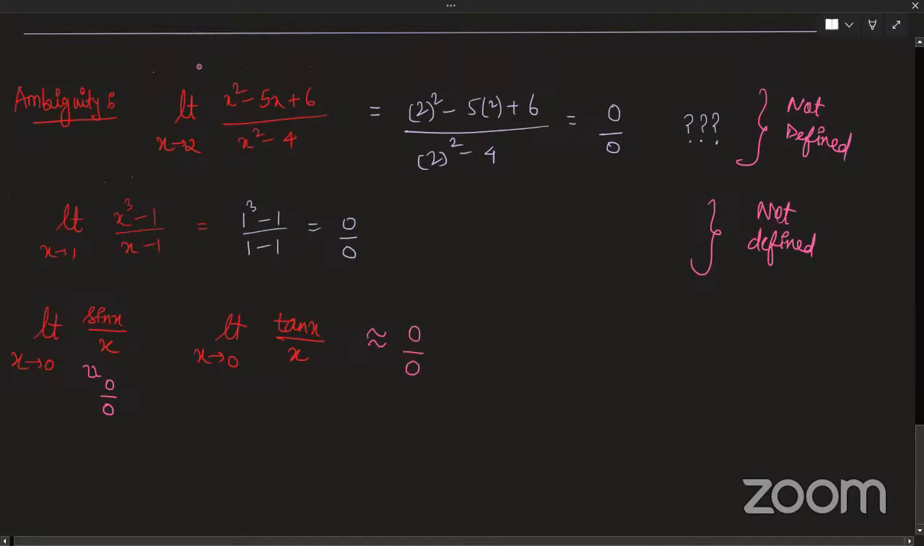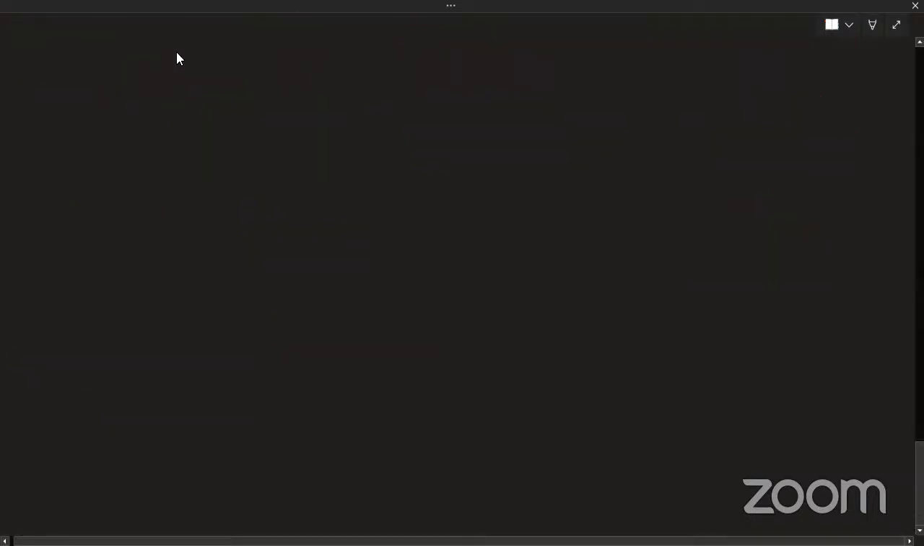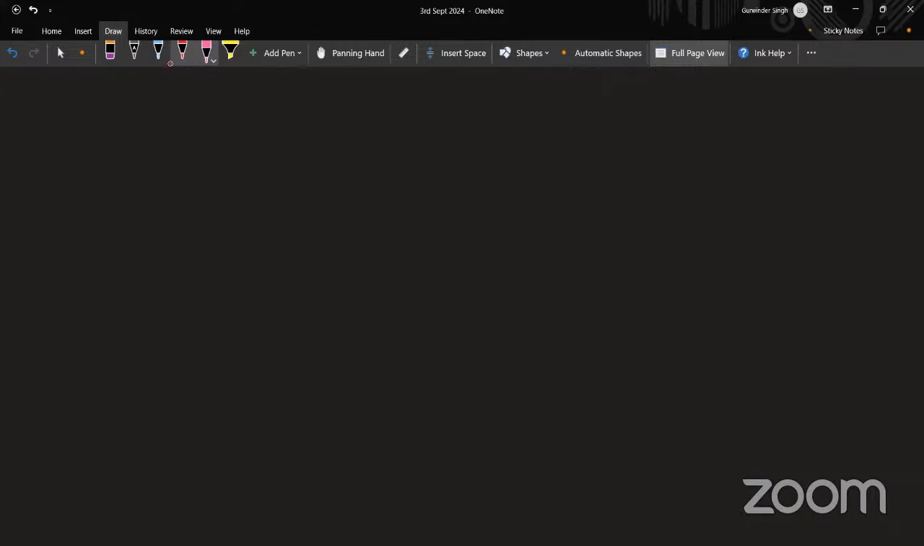Okay. So we have faced an issue, right? Everyone feels that we have faced an issue. We are not able to evaluate the value of the limit, right, everyone? So what do we do now? We use factorization.